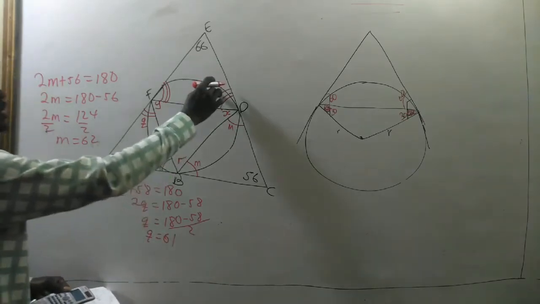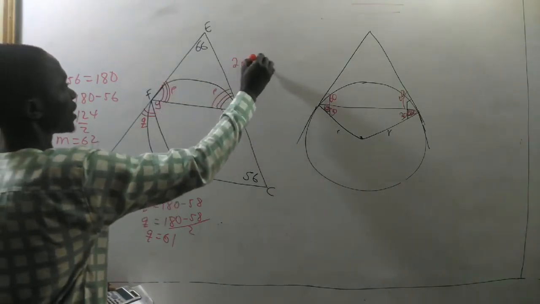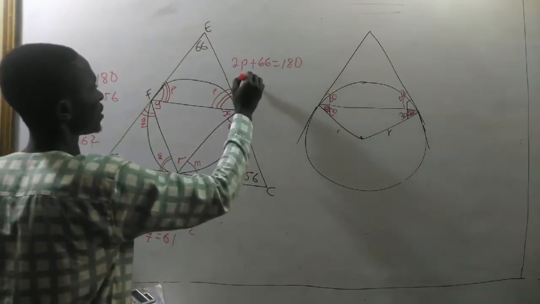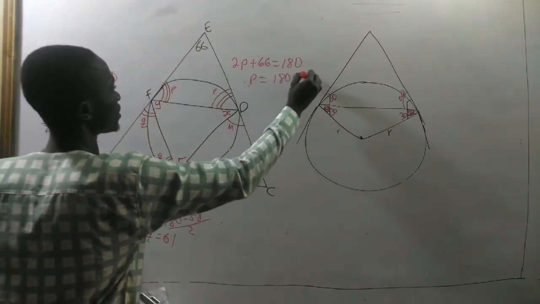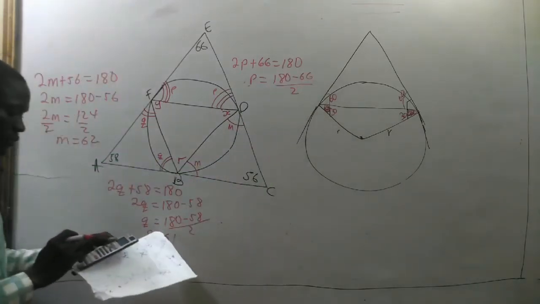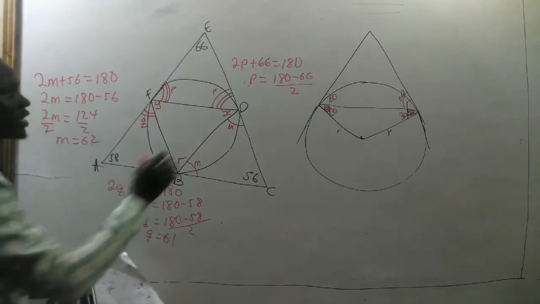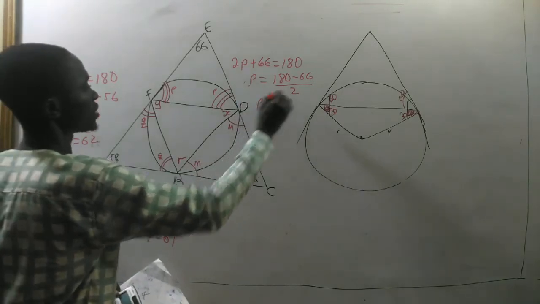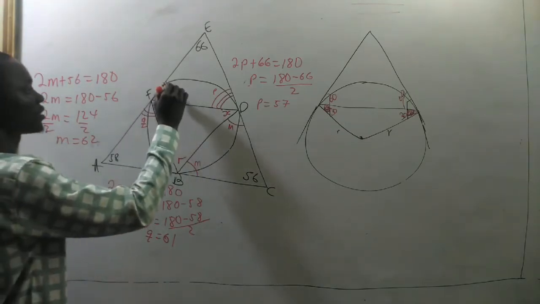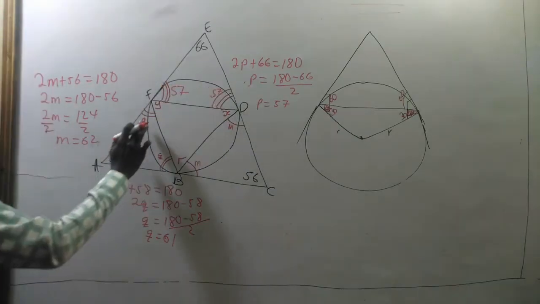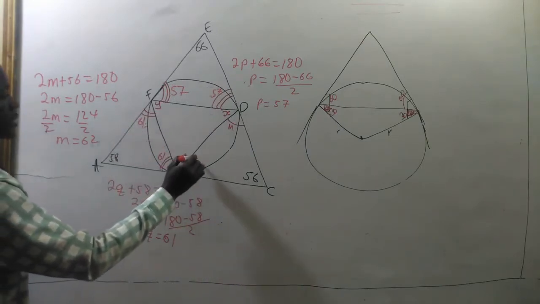And now here too, if we let here to be P, you have 2P plus 66 equal to 180, and P will be equal to 180 minus 66 divided by 2. That will give us P to be 57. So now we have P to be 57, we have Q to be 61, we have M to be 62.